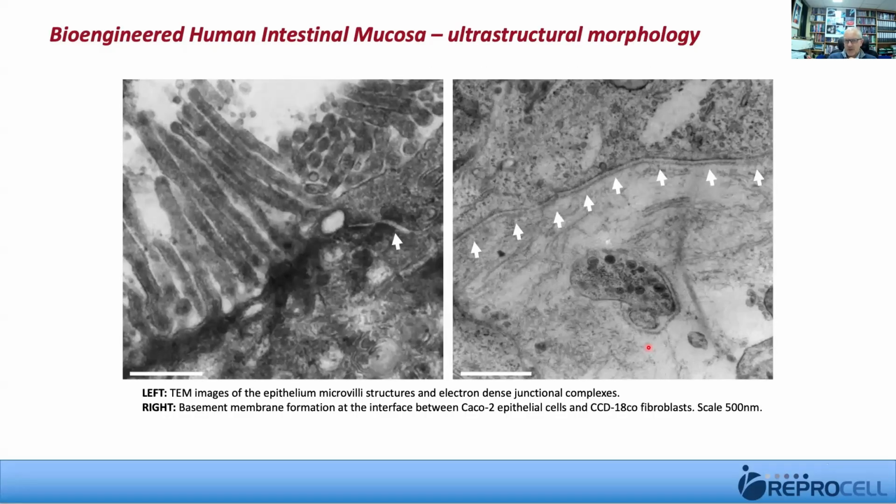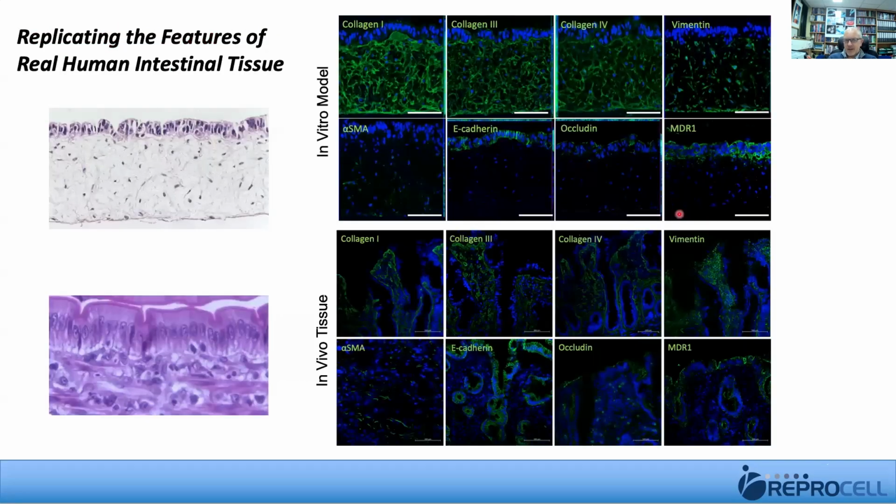Transmission electron microscopy shows the microvilli and the apical junctions, and the basal area shows nice examples of the trilaminar basement membrane. Again, we take the intestinal model and we compare it to real intestinal tissue for various markers, and these data are presented here, and they are also published.